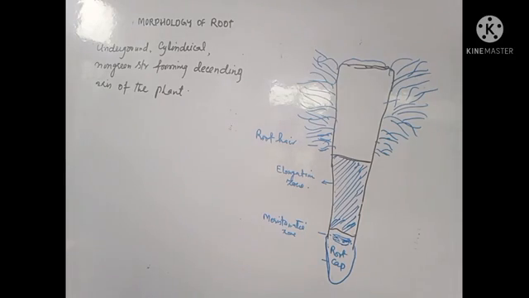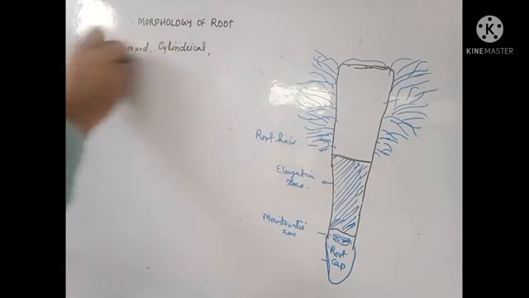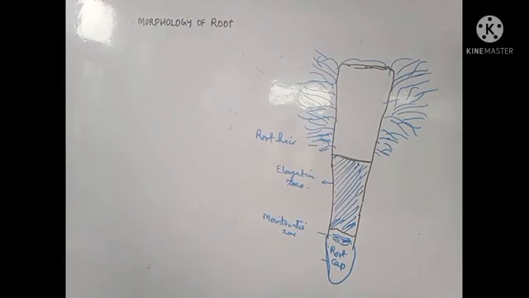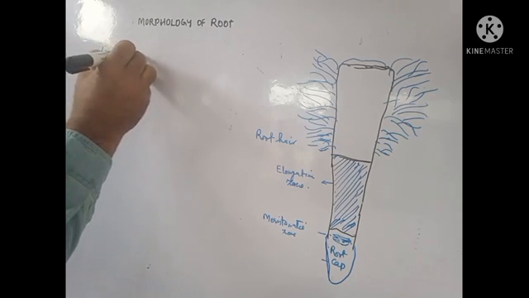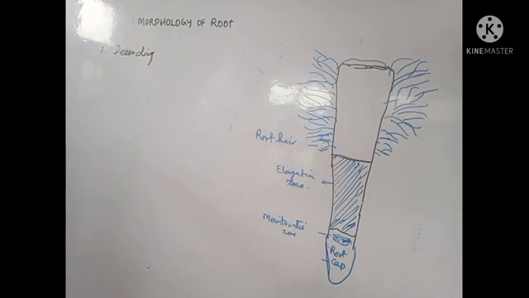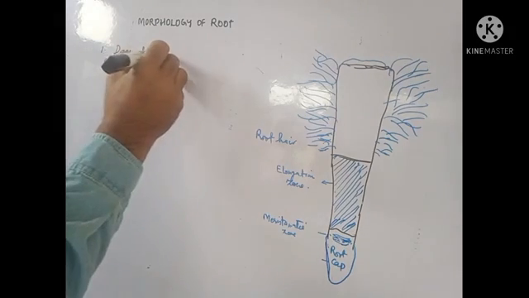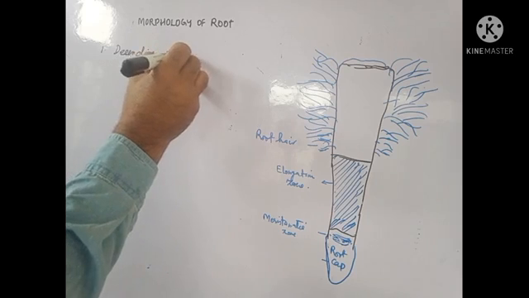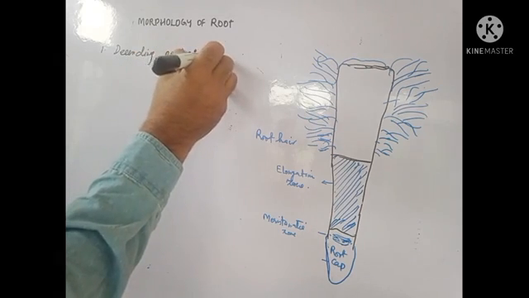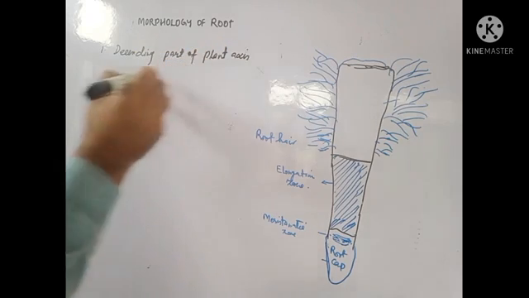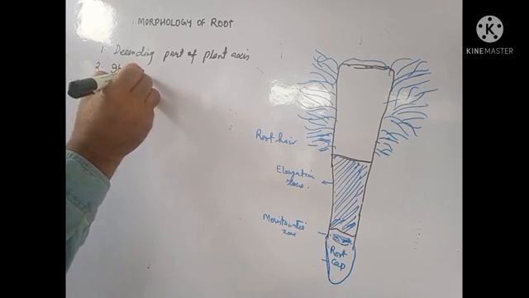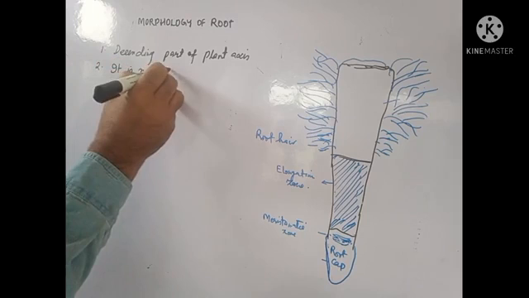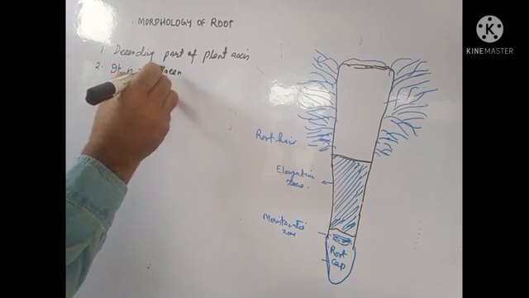Now this root has some characteristics. We will write them one by one. But first, it is the descending part of plant axis. Number second, we will write down it is non-green. It is non-green.